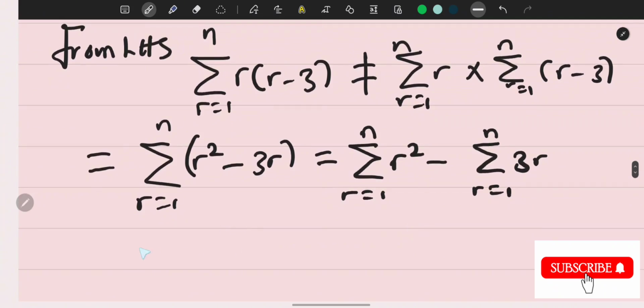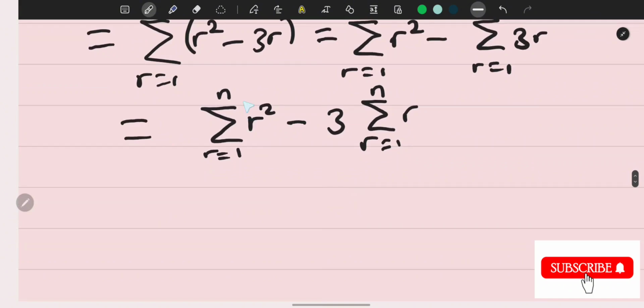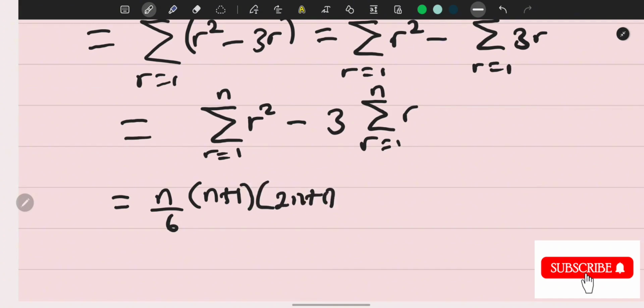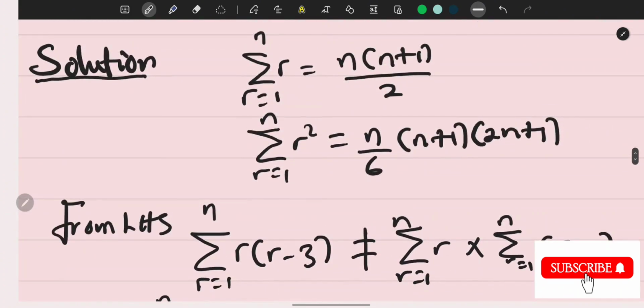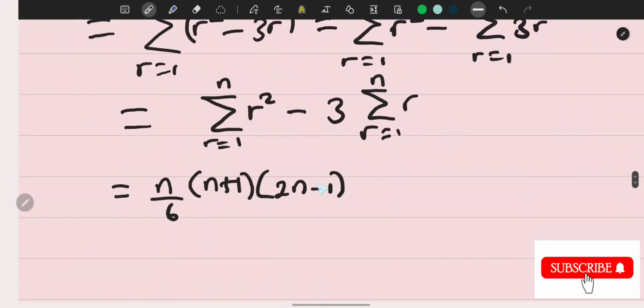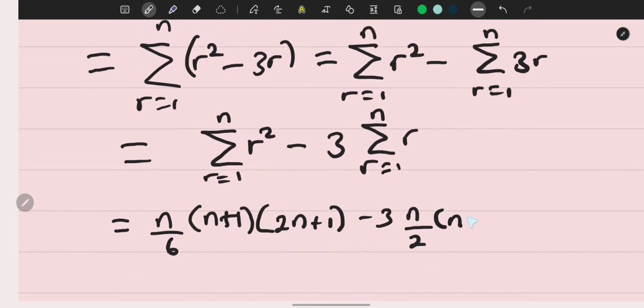Let's write that again: the summation from r equals 1 to n of r squared, minus, of course this 3 is a constant and can be factored out, so we have 3 times the summation from 1 to n of r. Remember we have the formula for this already, which happens to be n over 6, (n plus 1), then (2n plus 1). If you are just watching my video on this particular topic, I've given you the properties and formulas of this summation in the first video, so you can check that. So this is (2n plus 1), then minus 3 times, for this one, n over 2, then (n plus 1).